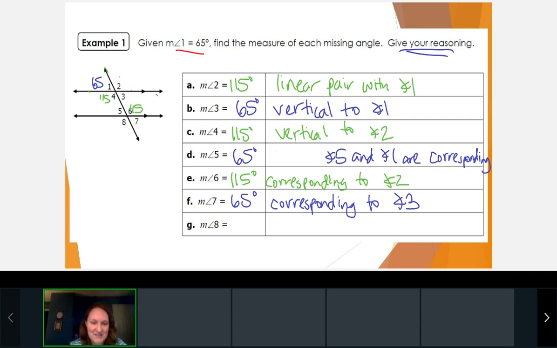And yes, those of you writing in the chat, 8 is also 115 degrees. And now we've got all kinds of reasons for it. You could say that 8 is vertical to angle 6. Wonderful. You could say that 8 and 4 are corresponding. That's good too. You could say that 8 and 2 are alternate exterior angles, and that would still be okay. You could even mention something about a linear pair with 5 or 7. There's literally almost every option here for you. You just have to be careful with what angle you're relating it to. Make sure you're using the right vocabulary word. I don't even remember what I put on my key. I'm going to say it's an alternate exterior angle to angle 2.